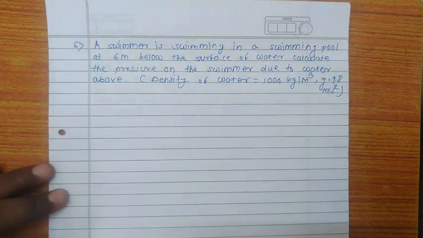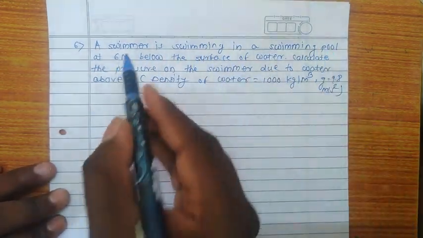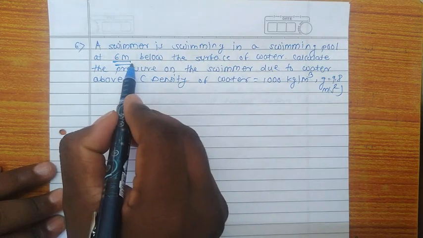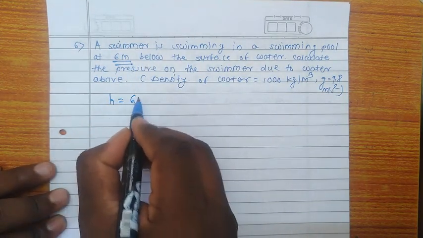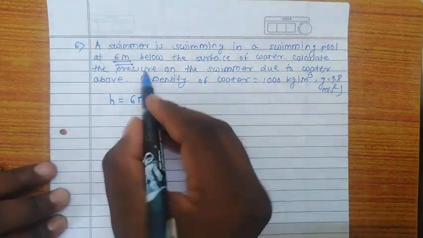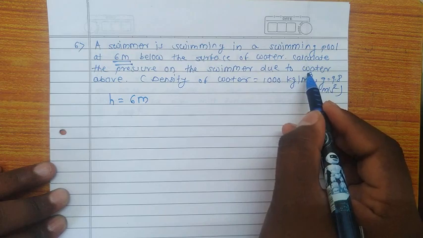A swimmer is swimming in a swimming pool at 6 meter below the surface of water. It means that the height from the surface of water is going to be 6 meter. Calculate the pressure on the swimmer due to water above.